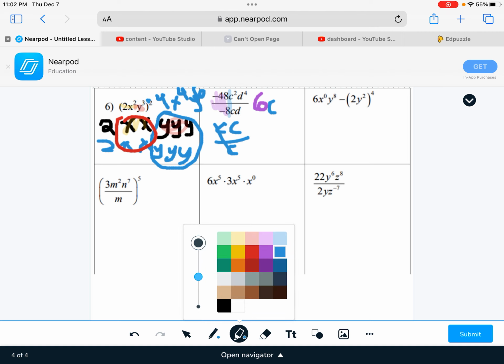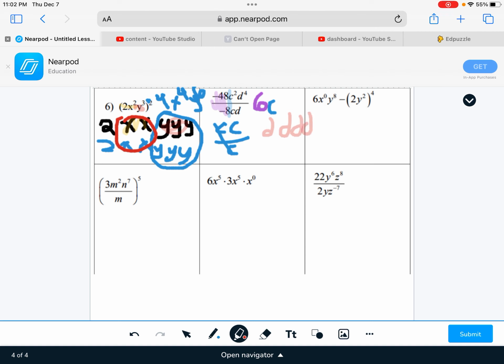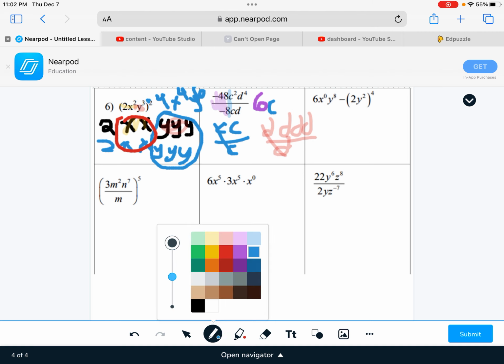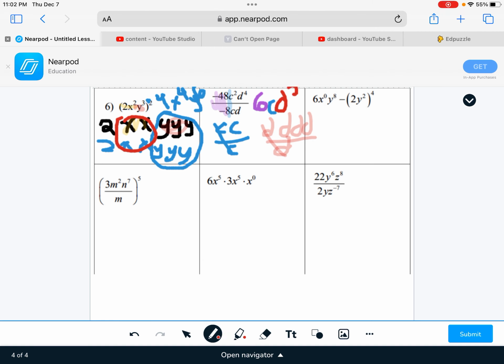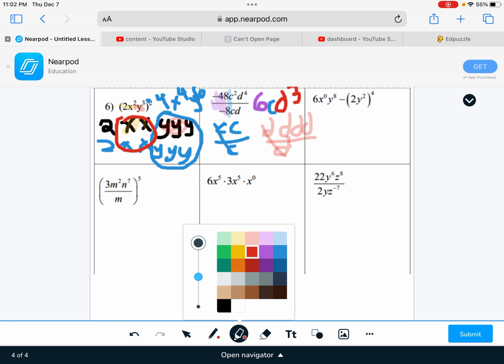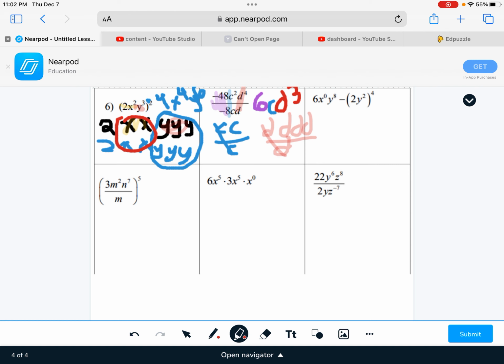I mean, the same thing would happen with the D's too. There's 4 of them. 1, 2, 3, 4. Over one of them, D. Okay, those are gone. D to the 3rd power, D3. That's where we get this from, is by taking those and dividing them and having it cancel.